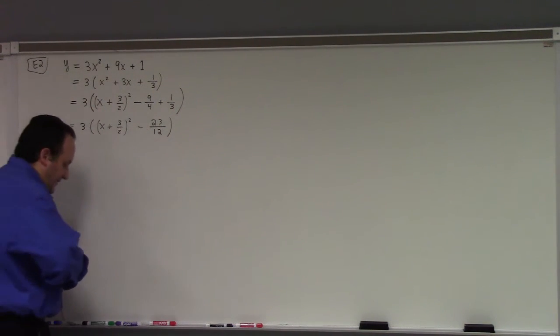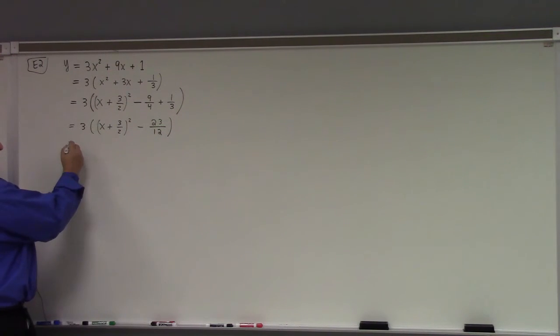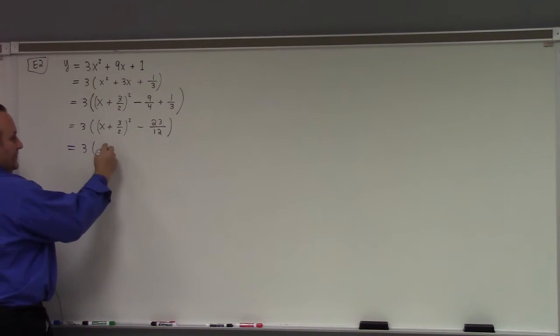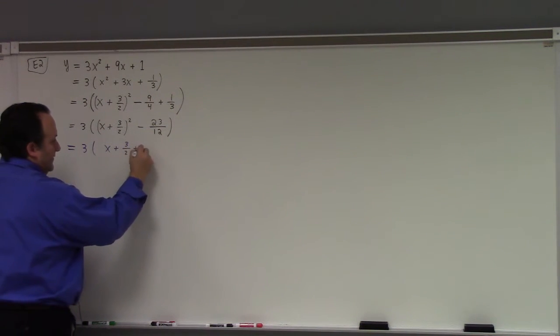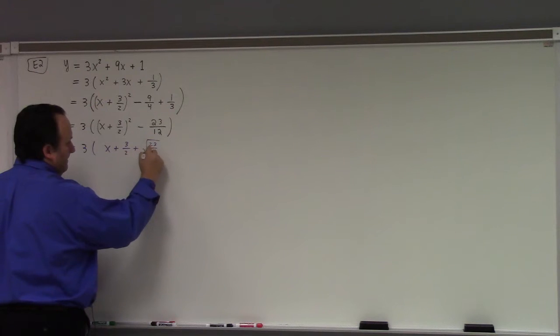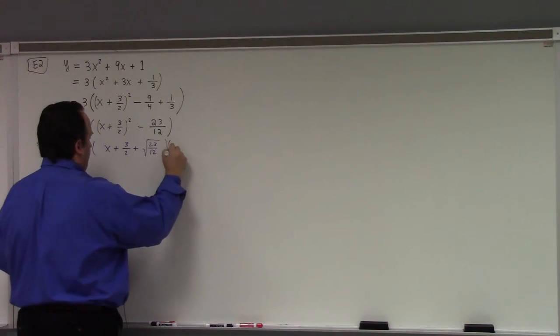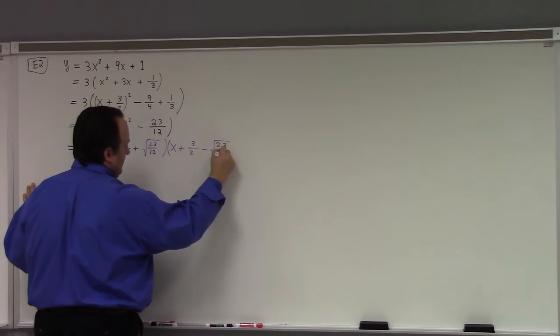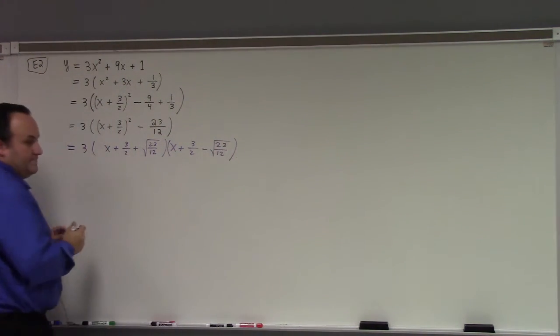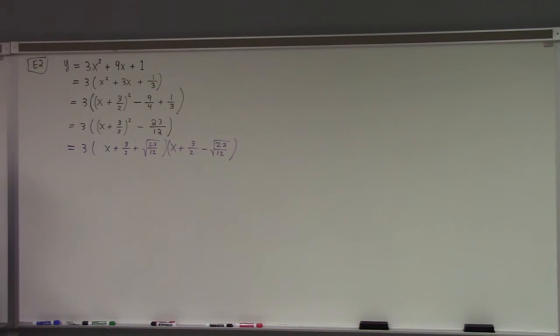One path is to factor it, like we talked about on the test 1. So factoring here, you have 3 times x plus 3/2 plus the square root of 23/12, times x plus 3/2 minus the square root of 23/12. So we could factor it, all right? And just for the sake of our graph in a bit, what is the square root of 23/12 in terms of a decimal? It is about 1.38.